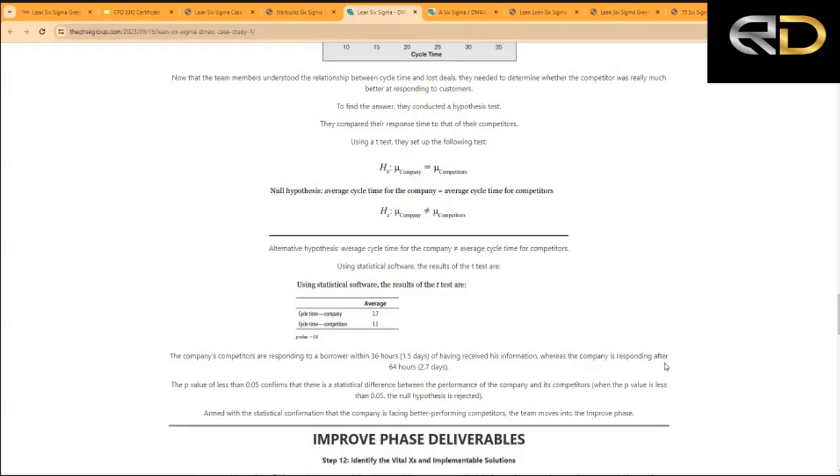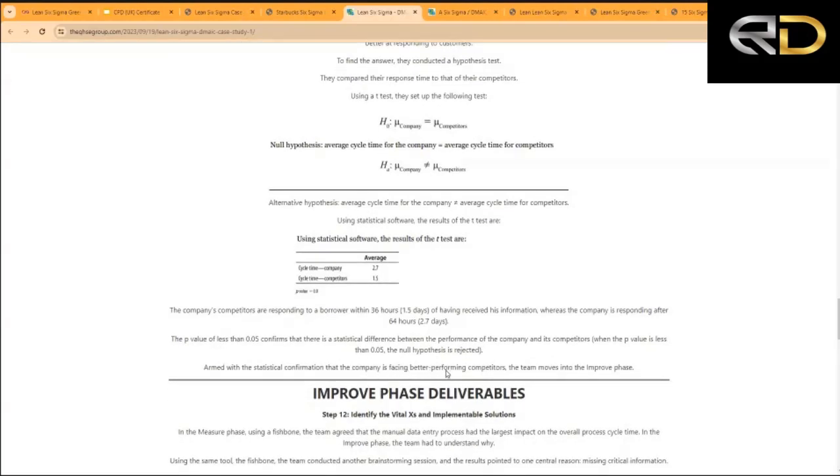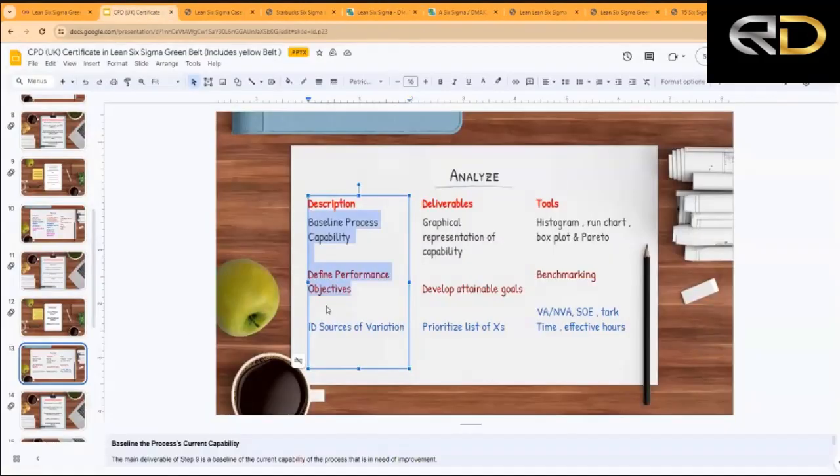Having received the information, whereas we are responding to 2.7, we now confirm that yes, indeed, the other banks who are performing better than us are also good at this problem. They have got a good cycle time. So armed with this information, that means we are facing far better performance, and that is what we need to improve. So this is now what you do in the analyze phase.